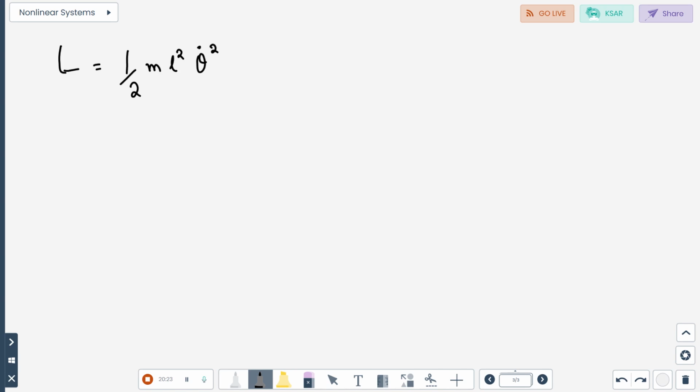1/2 of mv square, v is r omega, r is L, and omega is d theta by dt, minus mgh, the potential energy, and the height h will be given by L times (1 minus cos theta). So depending upon the position of the system, h will be L(1 - cos theta). Now this is our equation number 2.